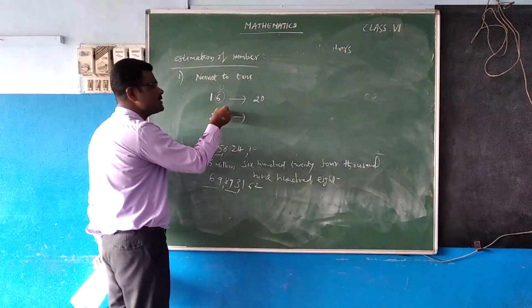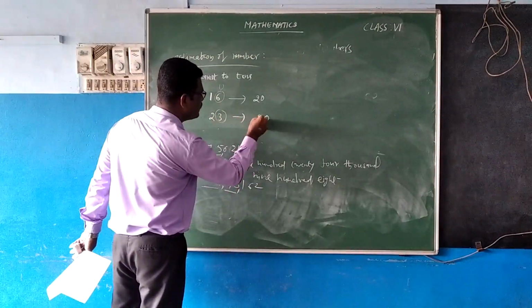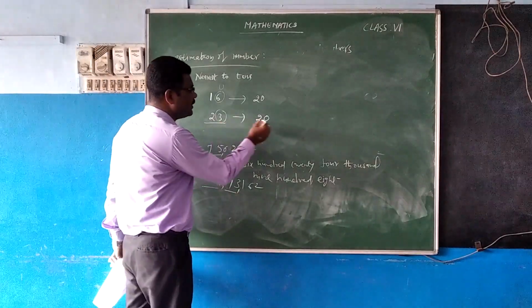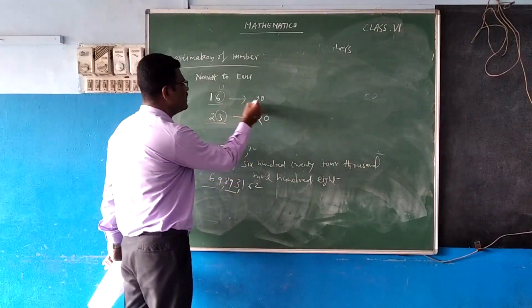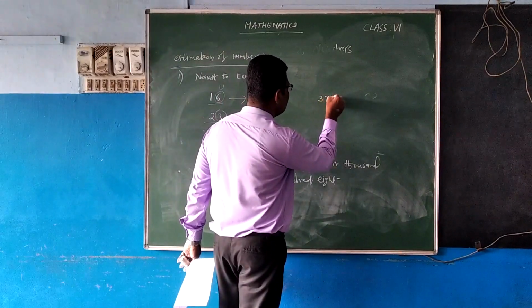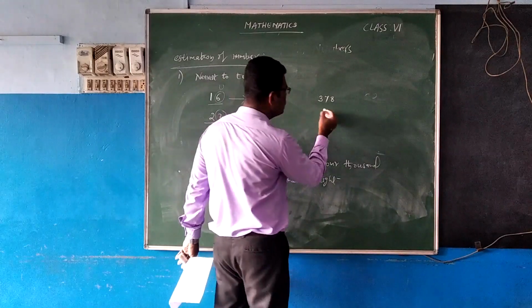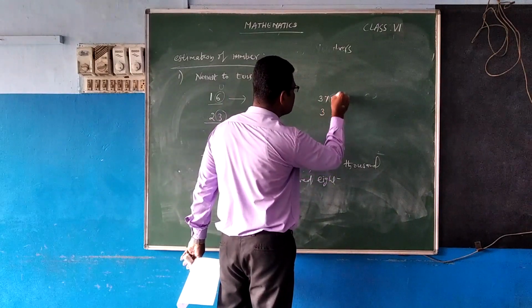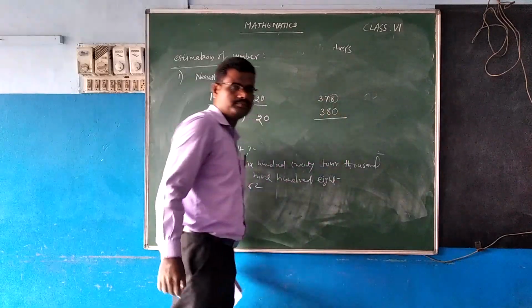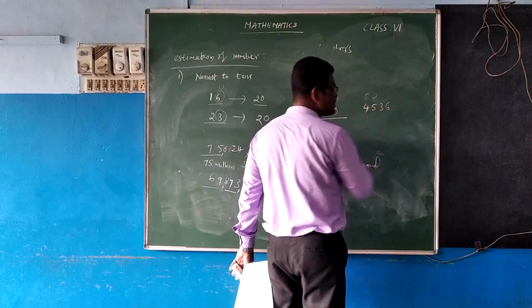This unit place is less than 5, so we have to make this as 0 and keep 2 as it is. So 23 can be written as 20. Estimation of 16 can be written as 20. Estimation of 378 nearest to the tens: this becomes 0 and this increases to 1. So 380.